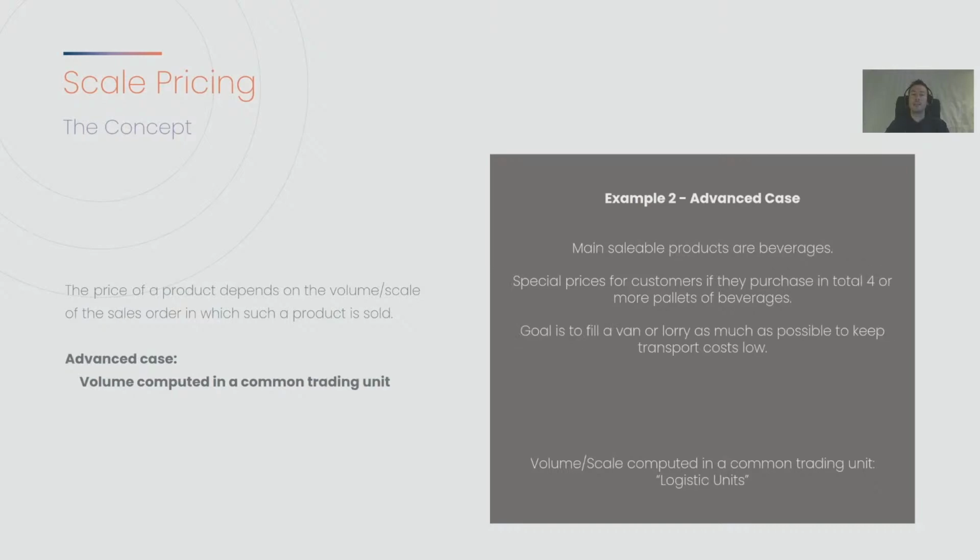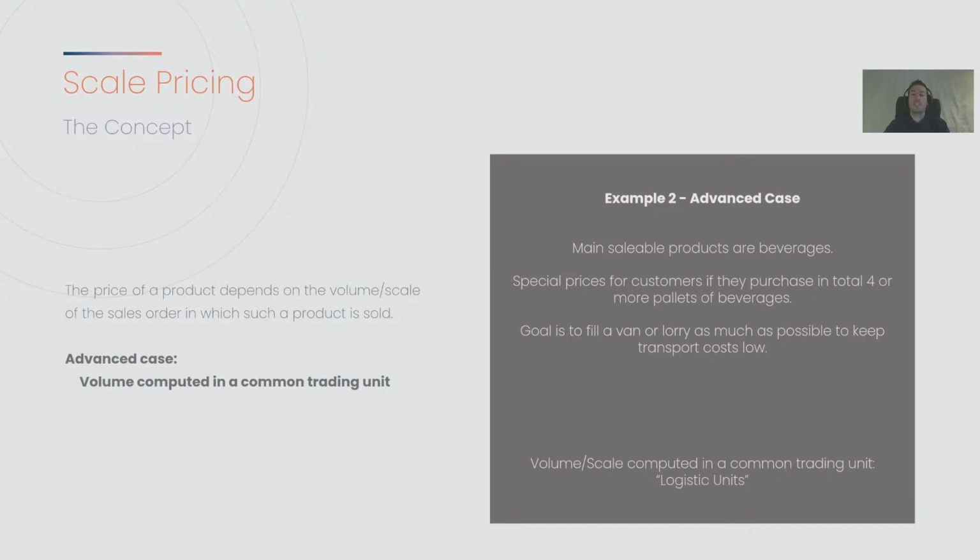And now let's have a look at another example. This time the volume is computed in a common trading unit. In our case, logistic units, or more specifically, pallets. Our main saleable products are beverages. We would like to offer our customers special prices if they purchase in total 4 or more pallets of beverages. In the end, our goal is to fill a van or a lorry as much as possible, so as to keep our transport costs low.